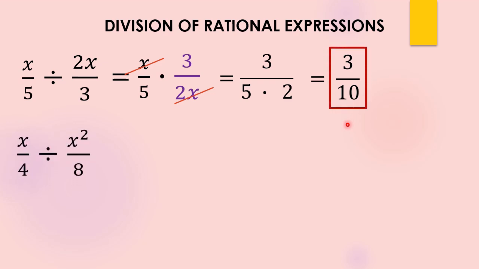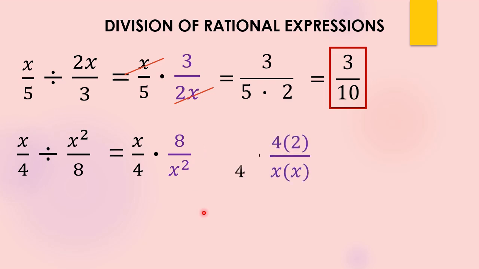Okay, another one. x over 4 divided by x squared over 8. So to divide, first, change the division symbol into a multiplication symbol, and then get the reciprocal of x squared over 8. So it will become 8 over x squared. And then let us multiply or simplify.